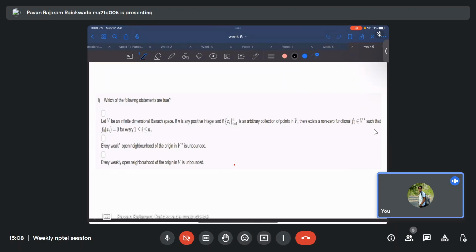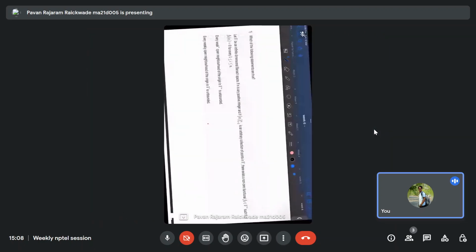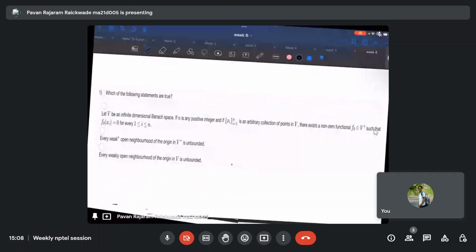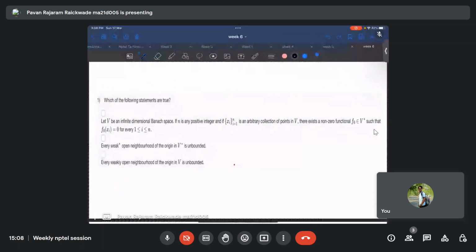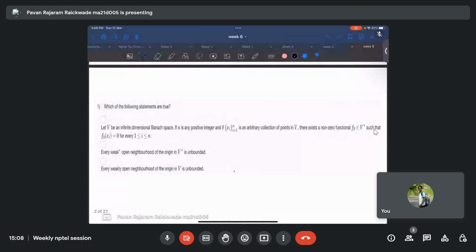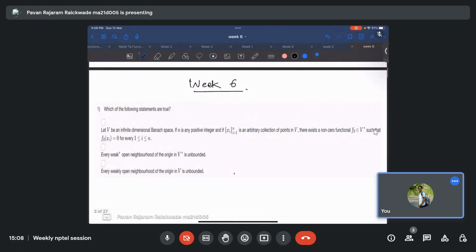So this is assignment 6. We'll discuss assignment 6 problems today. We'll start with question number 1. Which of the following statements are true? V is an infinite dimensional space.